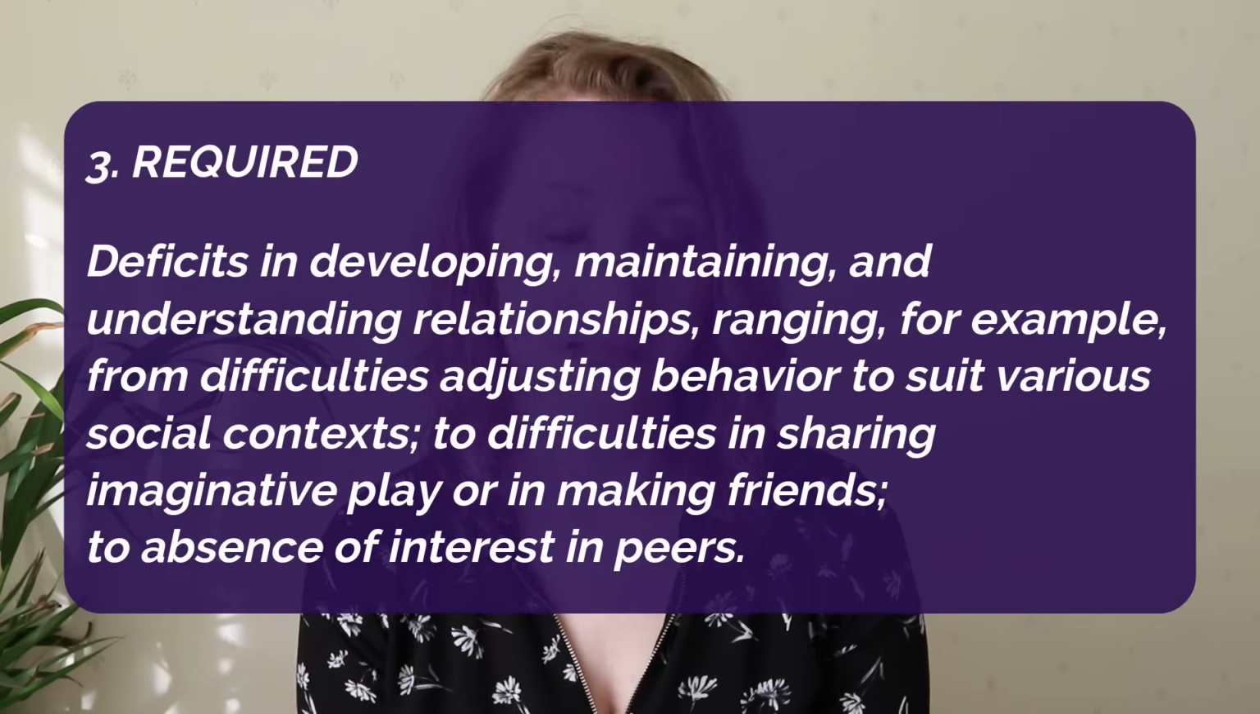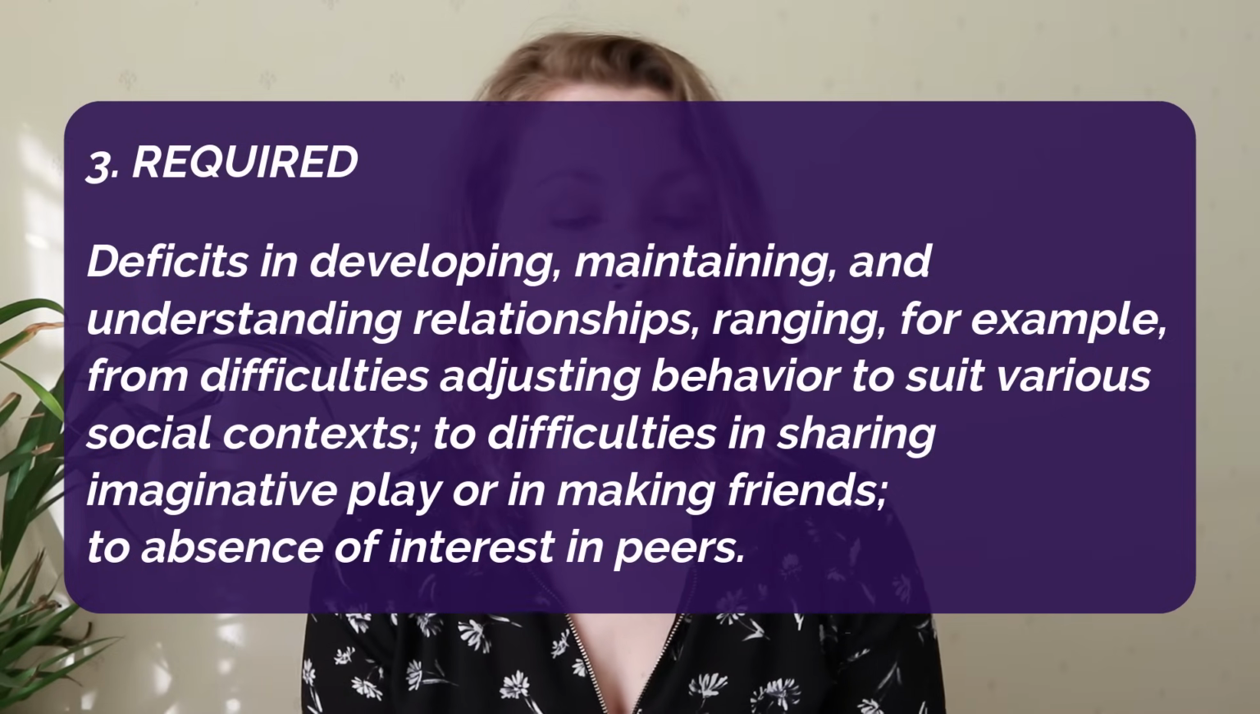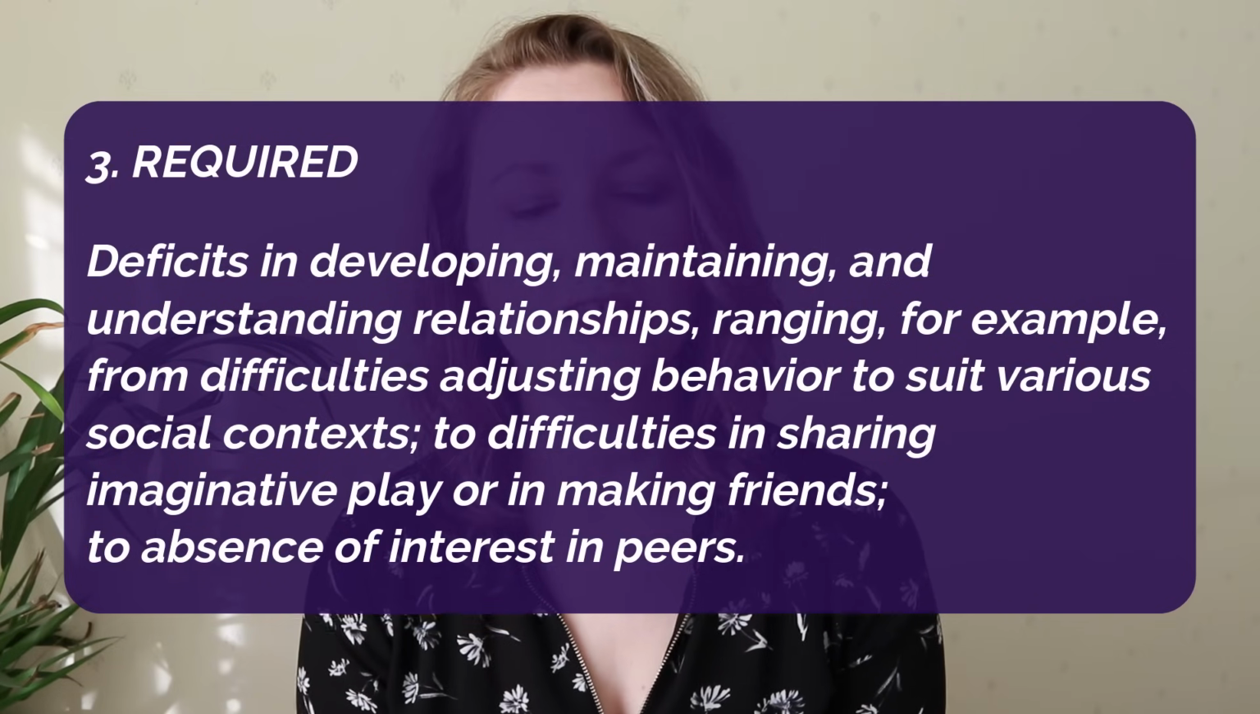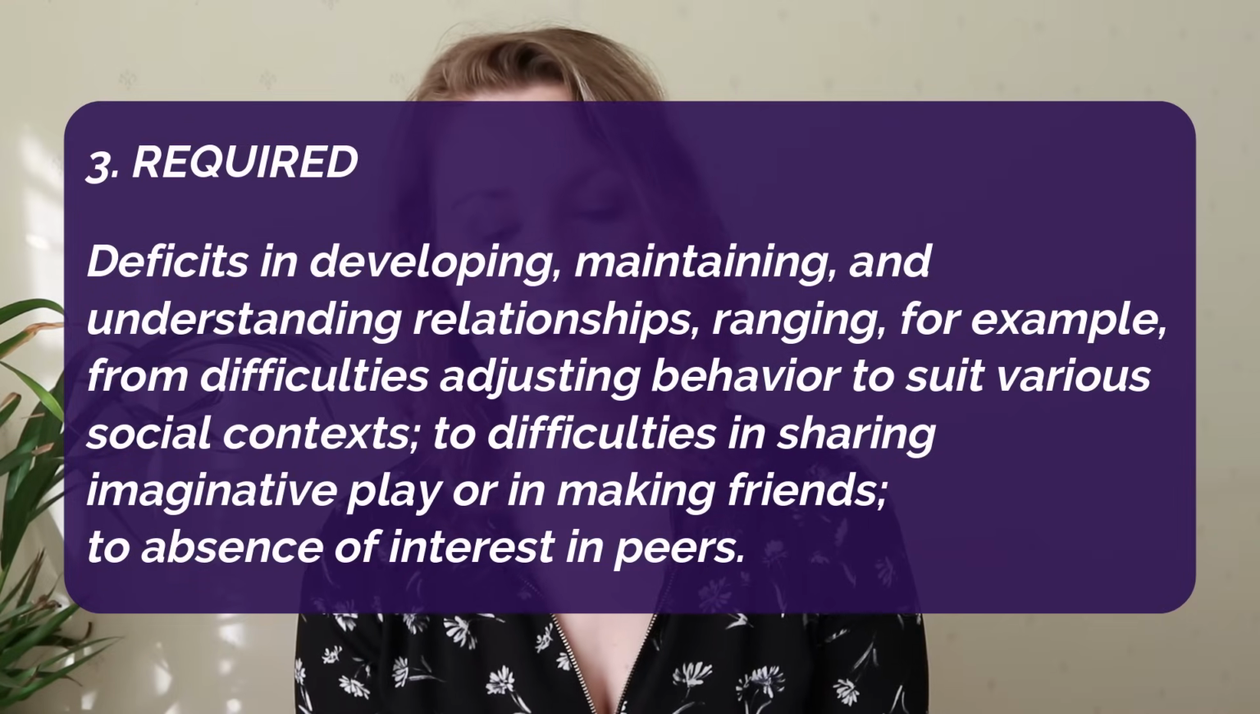So moving on to number 3, which is deficits in developing, maintaining, and understanding relationships, ranging, for example, from difficulties adjusting behaviour to suit various social contexts, to difficulties in sharing imaginative play or in making friends, to absence of interest in peers. And what this really means is that by the time you get to adulthood especially, it's just really hard for you to make and keep friends, even if you try, even if you want the friends. Obviously, if you ticked yes to numbers 1 and 2, it kind of follows on that number 3 will be a yes as well, because if you struggle to communicate verbally and non-verbally with the neurotypical majority, the chances are that it is harder for you to make friends. It's kind of a logical consequence.